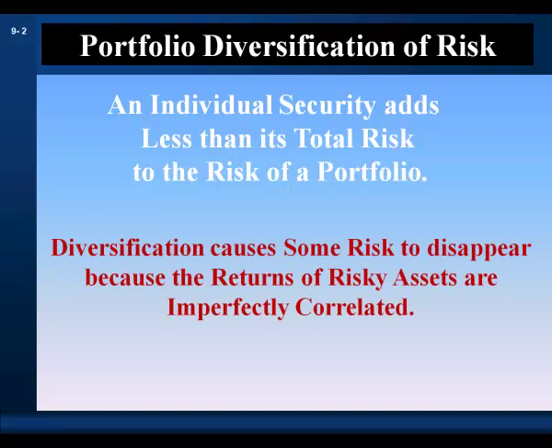Diversification causes some risk to disappear because the returns of risky assets are imperfectly correlated. They do not move exactly alike. It's the property of correlation that results in diversification of risk. So let's examine the relationship between portfolio variance and the correlation of the portfolio's securities.